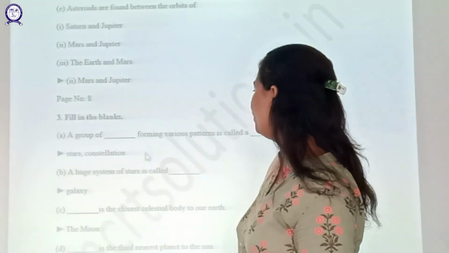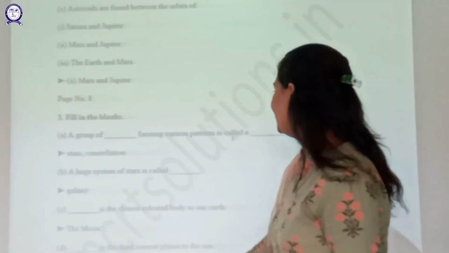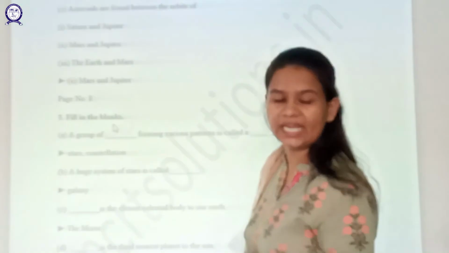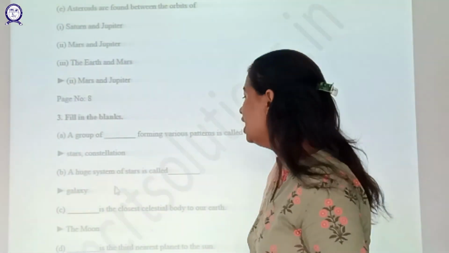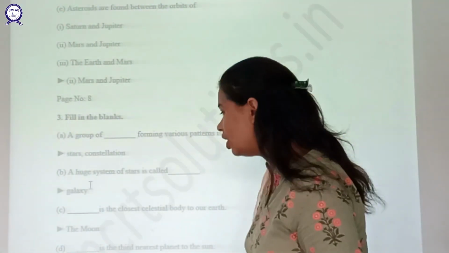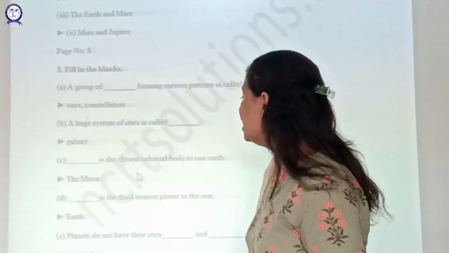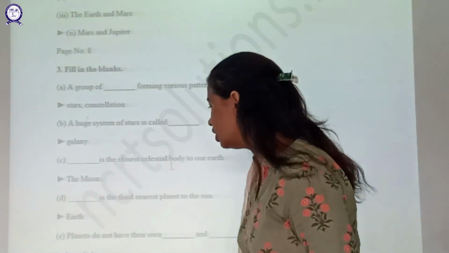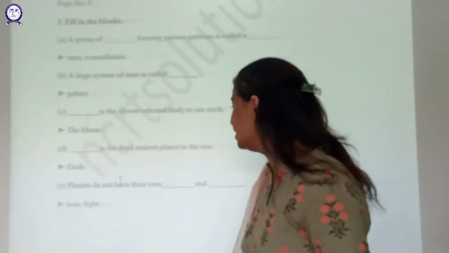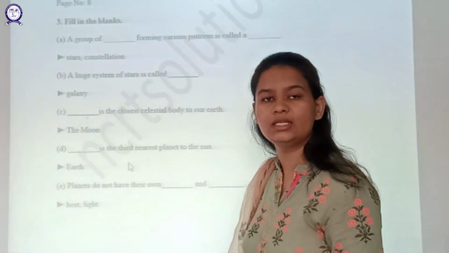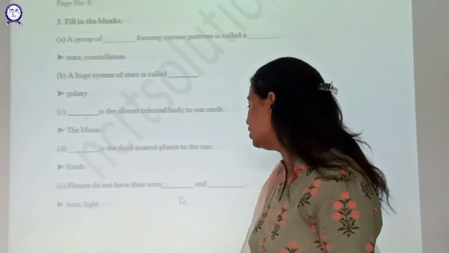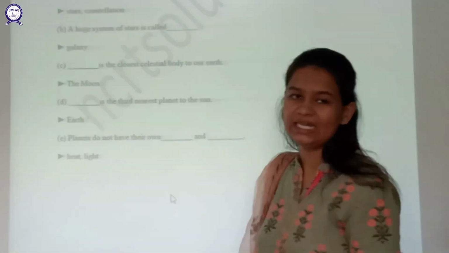The next is, a group of stars forming various patterns is called a constellation. A huge system of stars is called a galaxy. The closest celestial body to Earth is the Moon. The next is, the nearest planet to the Sun is Mercury, and planets do not have their own heat and light.